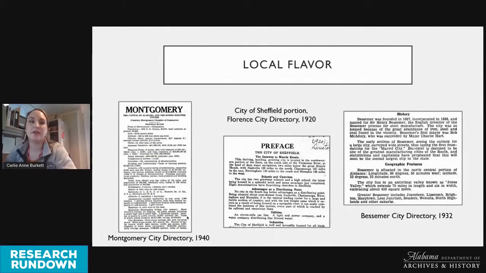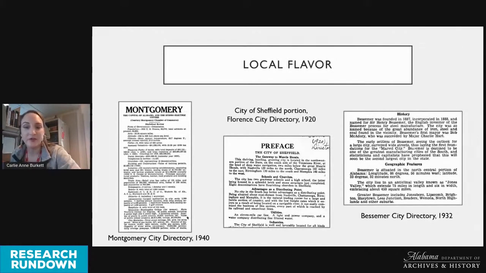So let's talk about some things you can find out about the local area. One of my favorite things about city directories is the information they provide about the area itself. They will really give you some detailed and in-depth information. These directories that I've listed here are some examples of that. Many of these were pages and pages long, so I just had to find little snippets to give you different looks at how they could be presented.